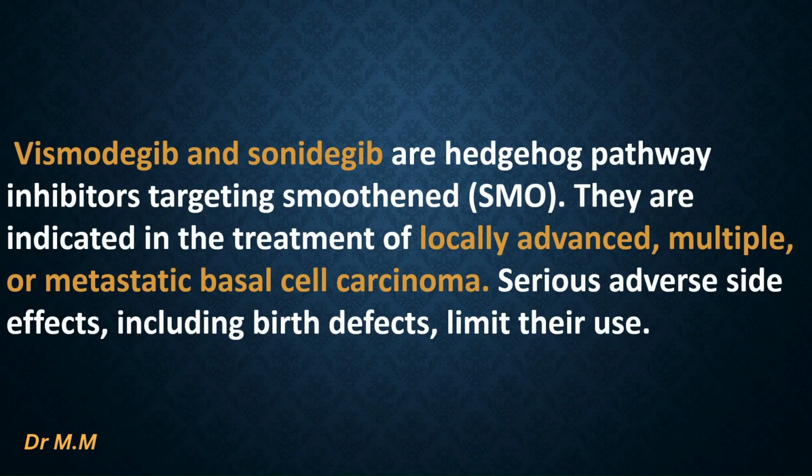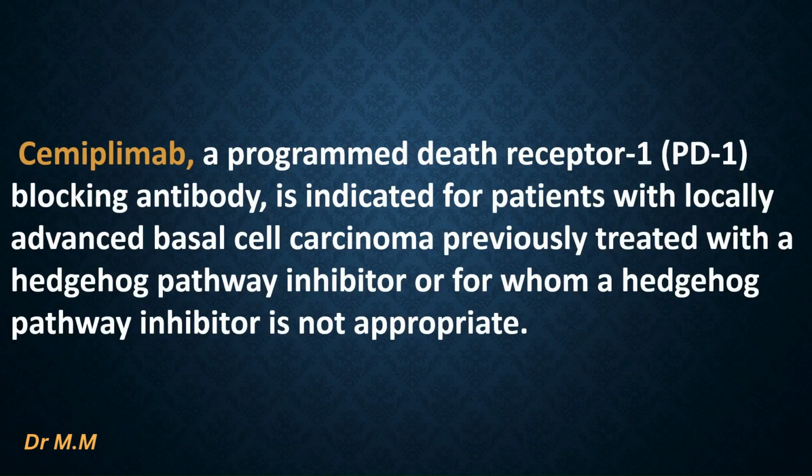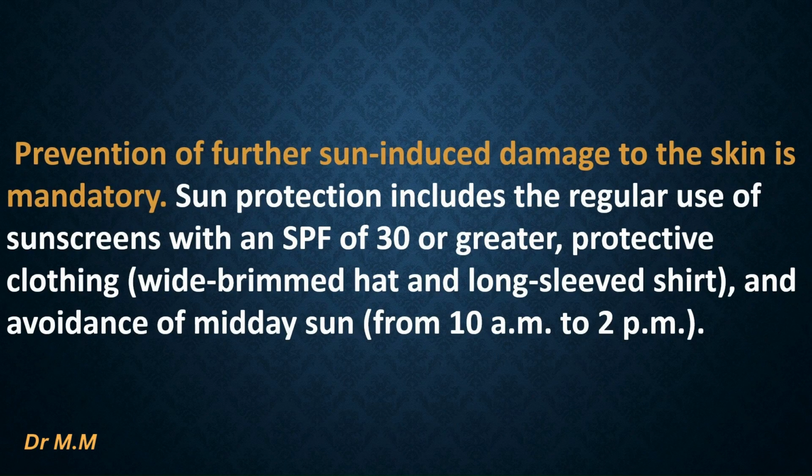Vismodegib and sonidegib are hedgehog pathway inhibitors targeting smoothened, or SMO. They are indicated in the treatment of locally advanced, multiple, or metastatic basal cell carcinoma. Serious adverse side effects including birth defects limit their use. Cemiplimab, a programmed death receptor 1, or PD-1, blocking antibody, is indicated for patients with locally advanced basal cell carcinoma previously treated with a hedgehog pathway inhibitor or for whom a hedgehog pathway inhibitor is not appropriate.